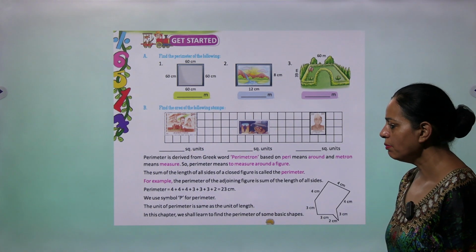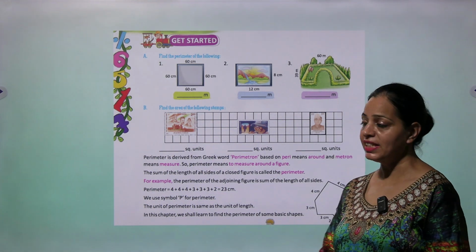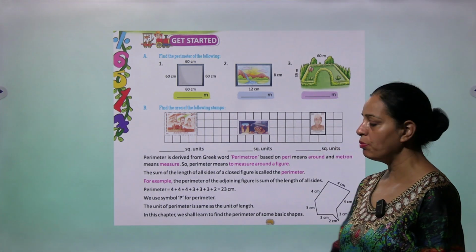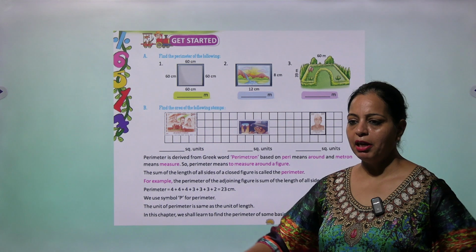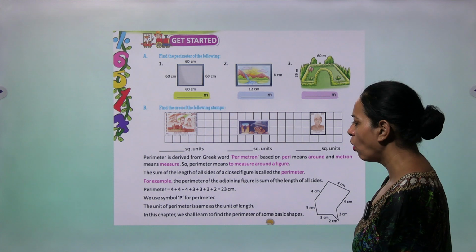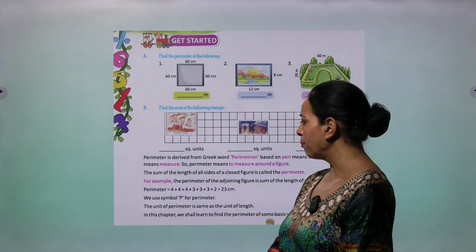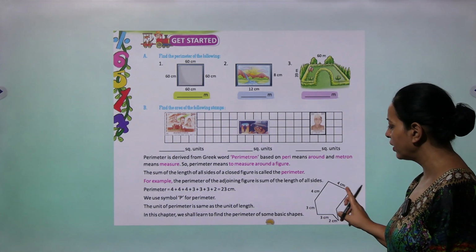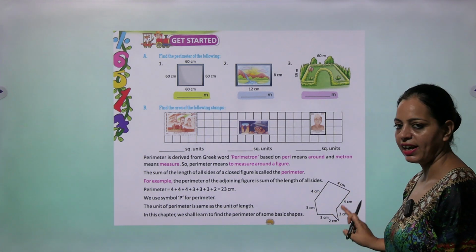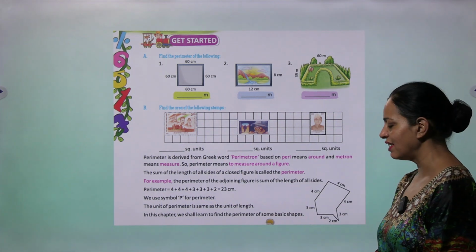So let's see. Perimeter is derived from the Greek word perimetron, based on peri meaning around and metron meaning measure. So perimeter means to measure around a figure, to measure its boundary. The sum of the lengths of all the sides of a closed figure is called its perimeter. For example, if one figure is given here and we have to find its perimeter, it means the sum of all the sides. You can add all these and the answer is 23 centimeter.